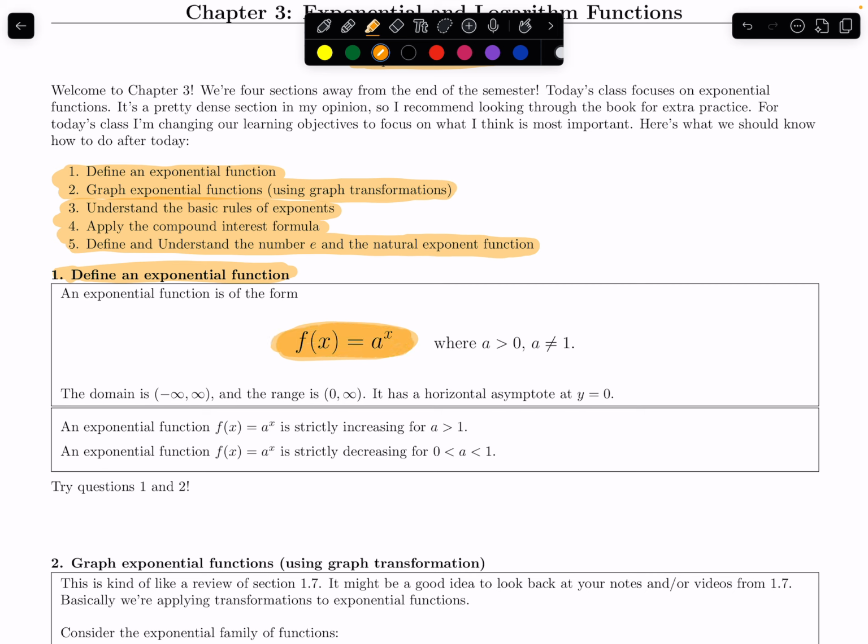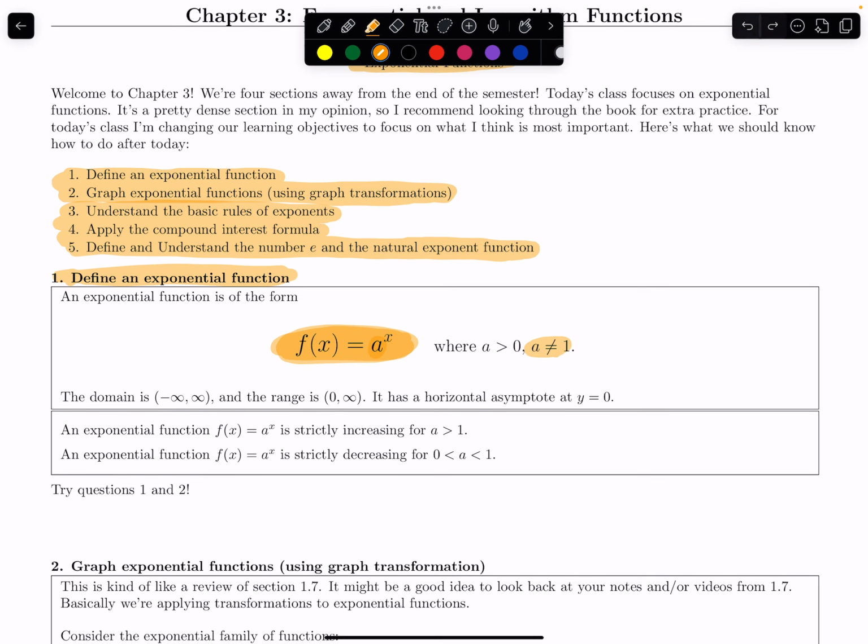Here the a should not be 1, because if it's 1, this is just 1 to a power, and 1 to any power is just going to be 1, which is going to turn that thing into a constant. So it's not going to be 1. And also it should not be 0, because if it's 0, then this thing also is going to be a constant. It's going to be 0 to any number. It's just going to turn out to be 0. So a should not be 0, should not be 1. And for now, we're just looking at the case where a is bigger than 0.